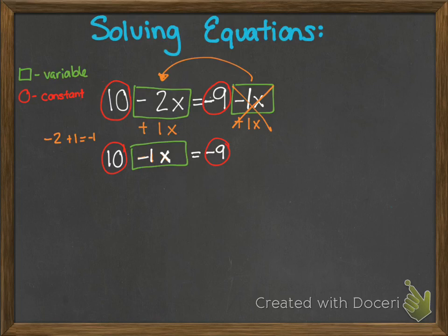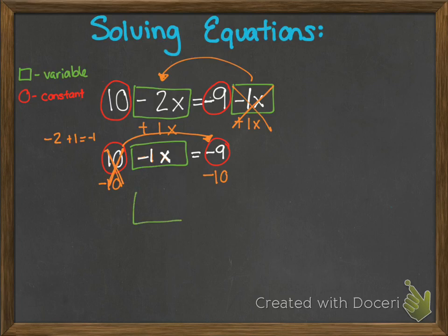Now we need to do the same thing but with our constants. We want to get our constants to the opposite side. And again, we have to do this by doing the inverse. So the inverse of 10 is negative 10. So we're going to subtract 10 on both sides. Where you're moving it from cancels out, and I'm going to copy down what I have so far.